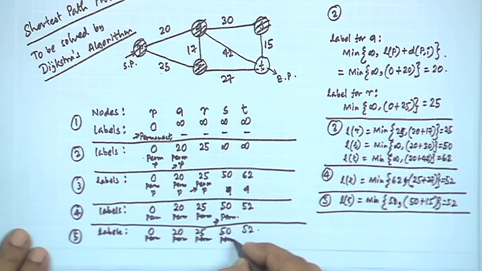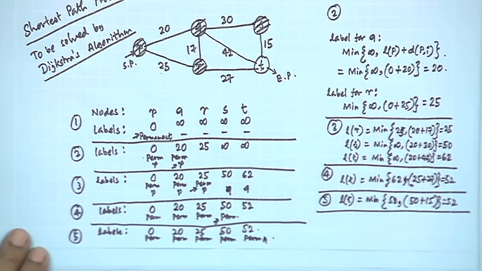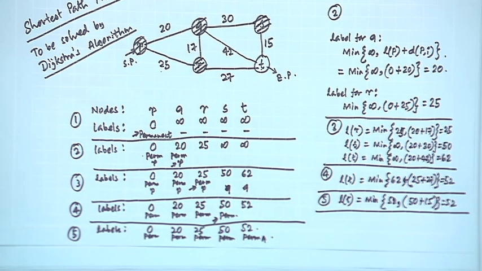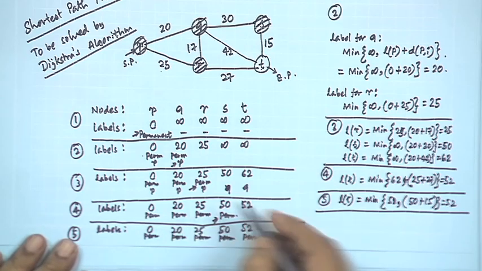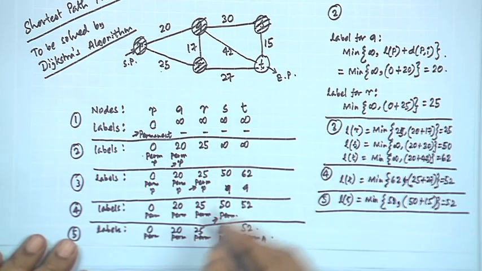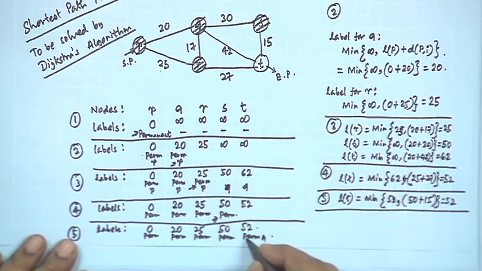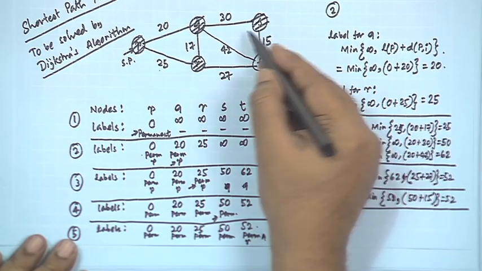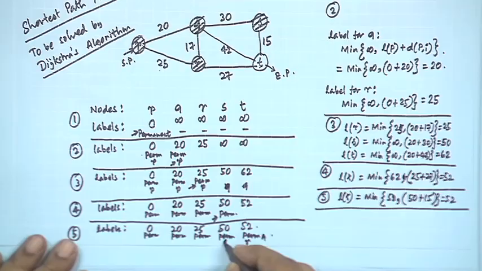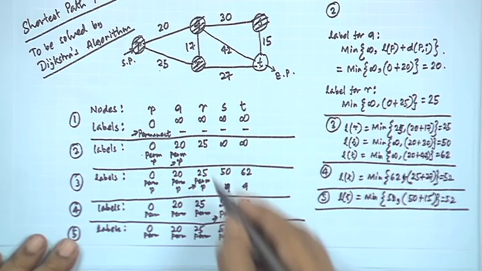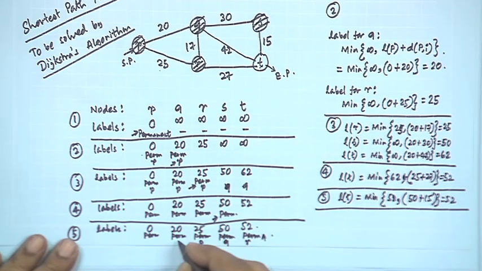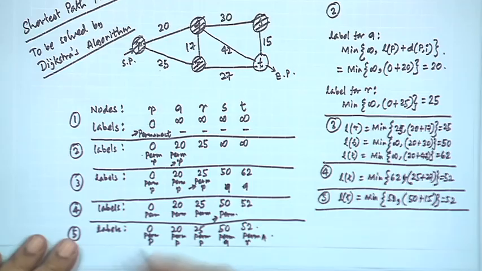So, we have 52 itself, and since all other nodes are now permanent, T is also made permanent, right. So, T is permanent, and then our problem is solved. Look here: this is made permanent from R, right. 50 is made permanent from Q, 25 is made permanent from P, this is from P, this is from P.